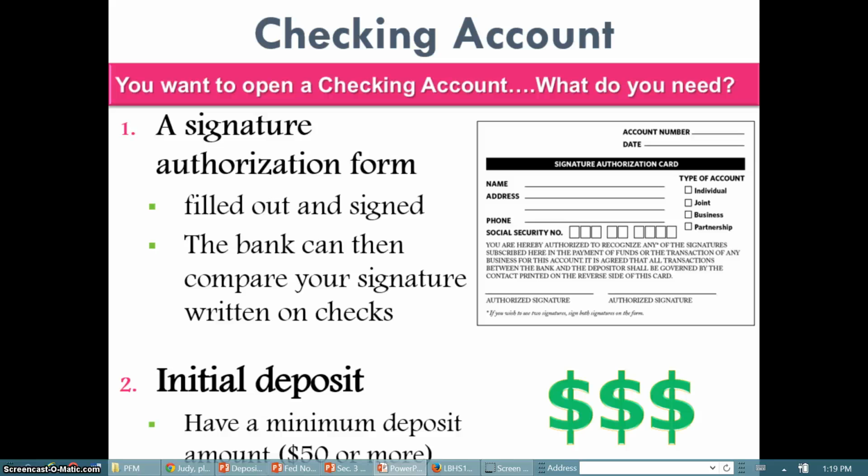If you want to open up a checking account, what do you need? You need to make sure that you take care of the signature authorization form. So you fill it out and sign it. The bank can then compare your signature written on checks. They're going to ask for identification as well as an initial deposit to have that minimum deposit amount met. So if you're a student, they might have a student rate. If you're an adult, they may have a different rate for adults.